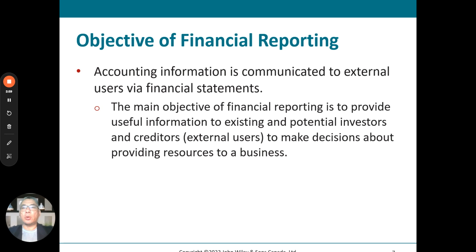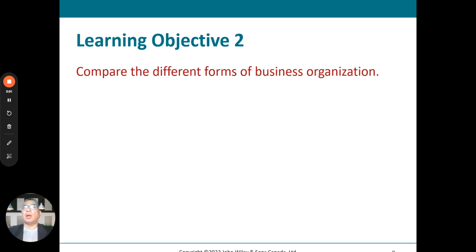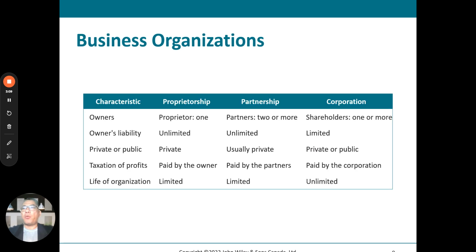Learning objective 2: compare the different forms of organizations. In the organization forms, we have a number of characteristics. For example, proprietorship has unlimited owner liability, it is private, taxation is paid by the owner, and life of the organization is limited. The differences between the proprietorship, partnership, and corporation are detailed in this table.